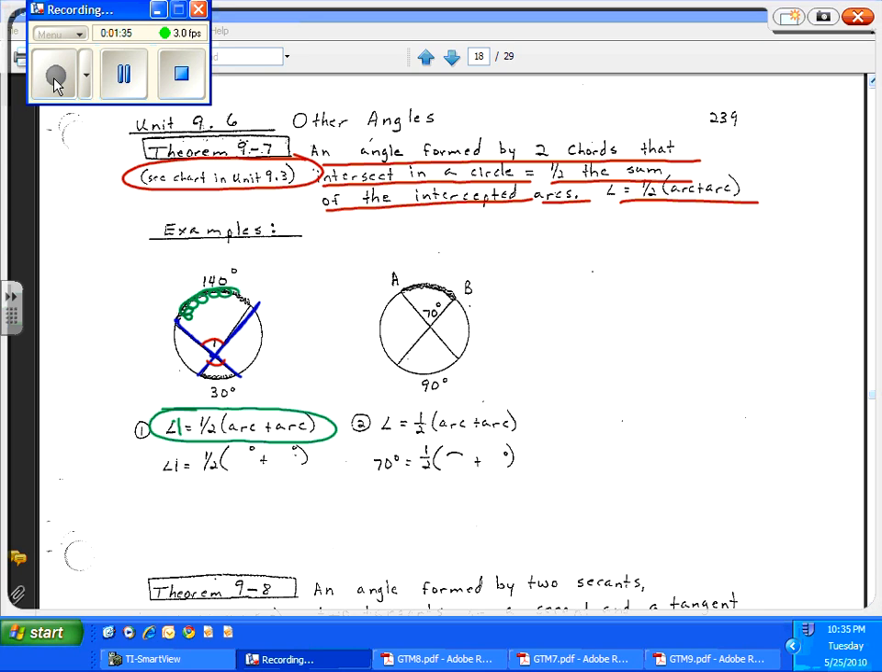But what arcs are we talking about? We're talking about the arc that angle 1 intercepts and the arc that the angle vertical to it intercepts. So angle 1 is half the sum of the arcs, being its arc and its vertical angle's arc. Their sum is 170. Half of 170 is 85. And so angle 1 would be 85, along with the angle vertical to it.